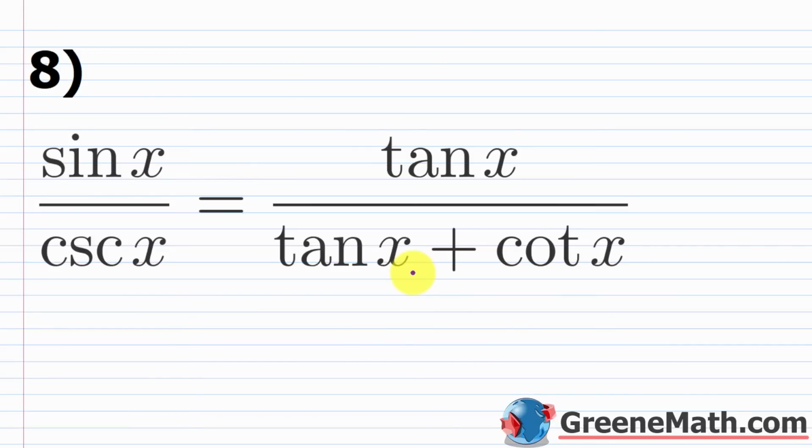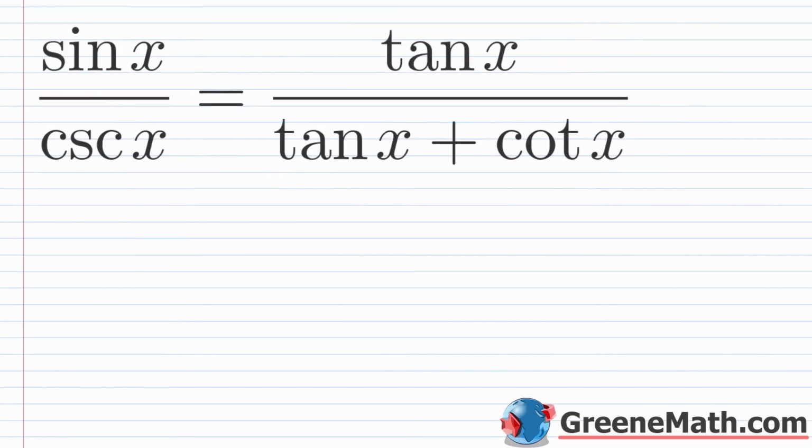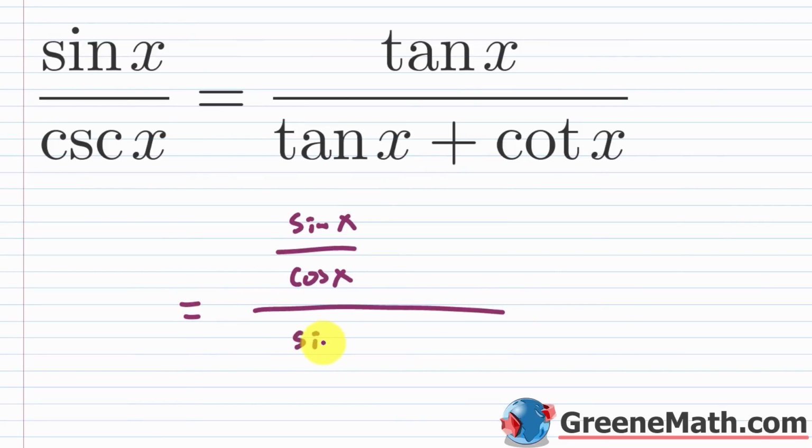All right, let's take a look at problem number 8. So we have the sine of x over the cosecant of x. This is going to be equal to the tangent of x over the tangent of x plus the cotangent of x. Just like in the last problem, I'm working on the right side here. I'm just going to write this in terms of sine and cosine and see where that gets me. So I'll say that tangent of x is the sine of x over the cosine of x. Let me move this over here just a little bit for the formatting. Then the tangent of x, again, is the sine of x over the cosine of x. And then the cotangent of x is the cosine of x over the sine of x.